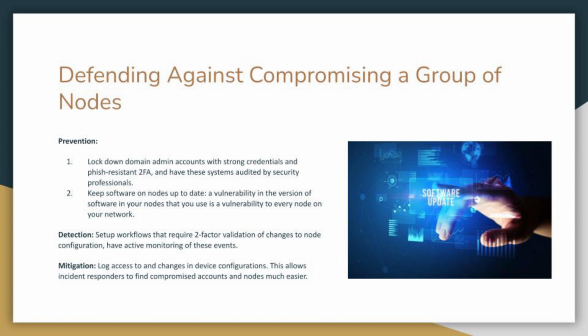Remember, if you're using the same version of software on all of your nodes, and that version of software is vulnerable, then there is a vulnerability in all of your nodes. If an attacker figures out how to compromise one node, it is trivial for them to then compromise every other node on your network. To detect this kind of attack, you should set up workflows that require two-factor validation of changes on node configuration. And again, you should have active monitoring of these events. To mitigate this kind of attack, you should log access to and changes in device configurations. Again, this allows incident responders to find compromised accounts and nodes much easier.